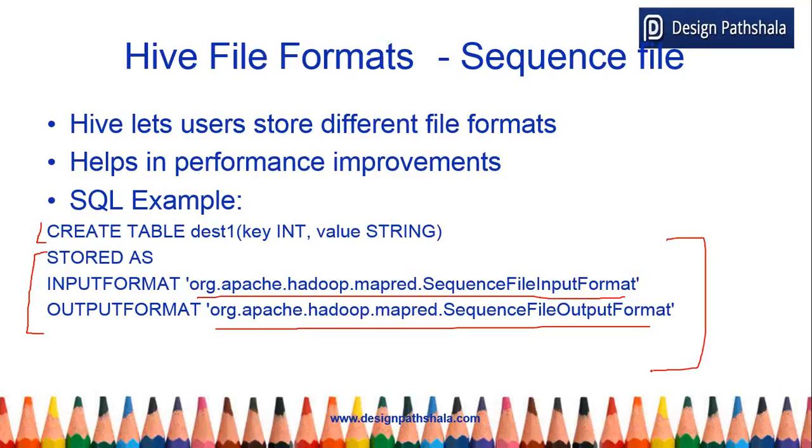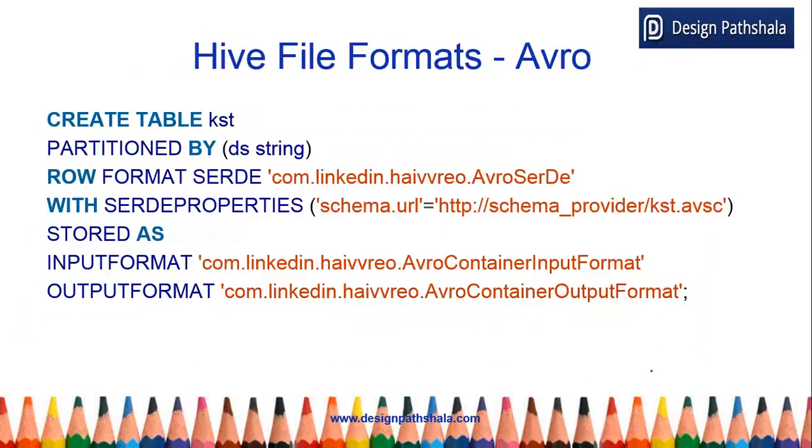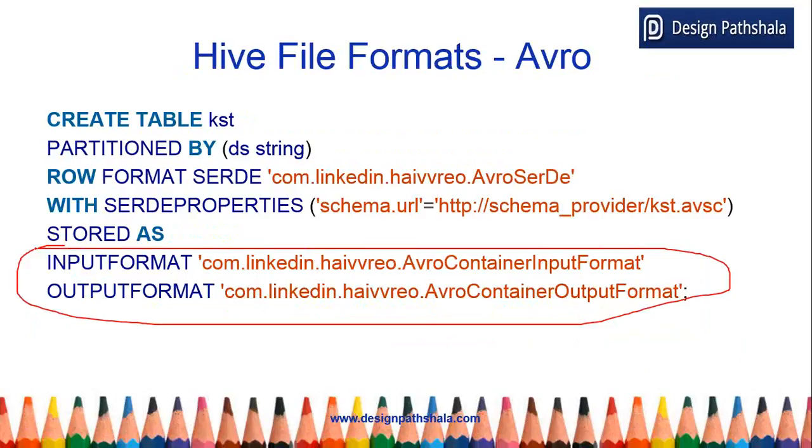You just have to change the parameter of input format and output format. So I can read a sequence file. If I want to read an Avro file, again all I have to change is the input and output format. The rest everything will remain the same. So what I was talking about yesterday and in the last classes, does that make sense to everyone? I can precisely choose the file formats.